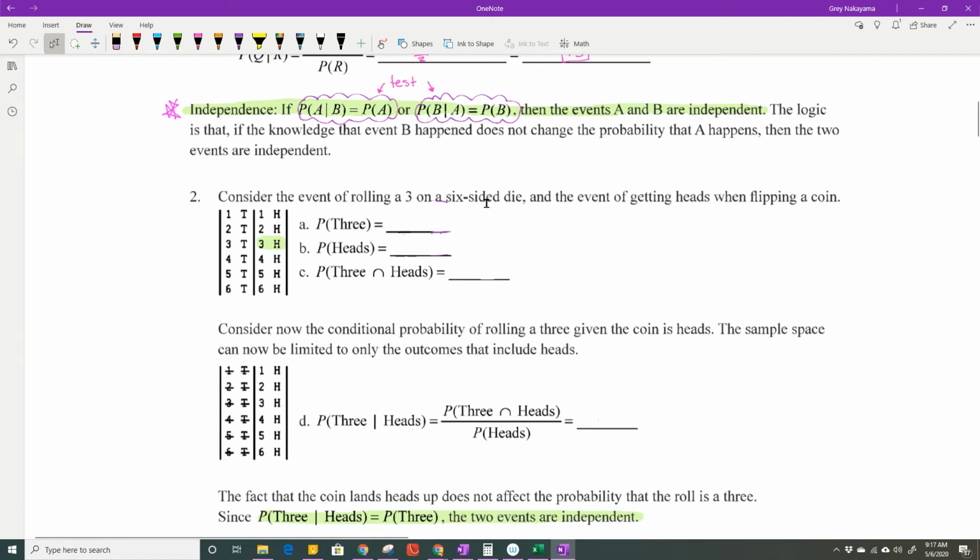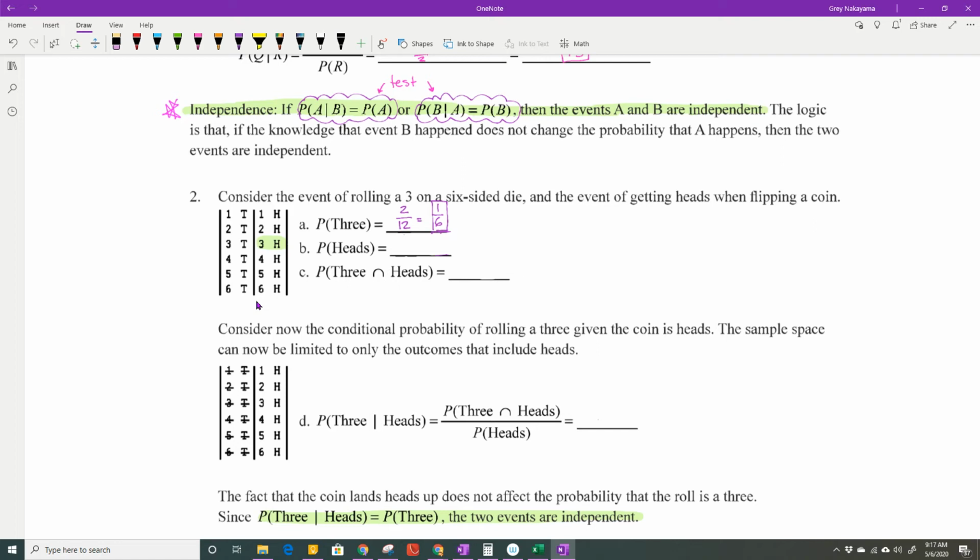Okay, so when you roll a die and get heads, that's one possibility. I could get a 1 and then tails, or I could get a 1 and then heads. So this is my whole sample space. How many items do I have in there? 12. How many of them have a 3 in them? 2. So the probability of getting a 3 is 2 out of 12, or 1 out of 6.